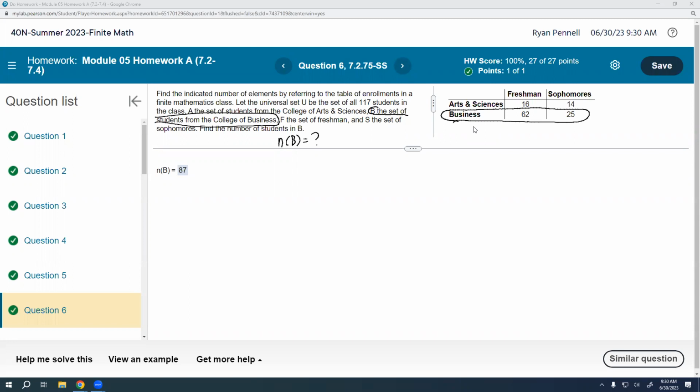Well, it looks like there's 62 that are freshmen, 25 that are sophomores. What if I just add these together? 5 and 2 make 7, 6 and 2 make 8. Looks like there's 87 business students. So the number in the set B must be 87 in this example. That's fairly straightforward.